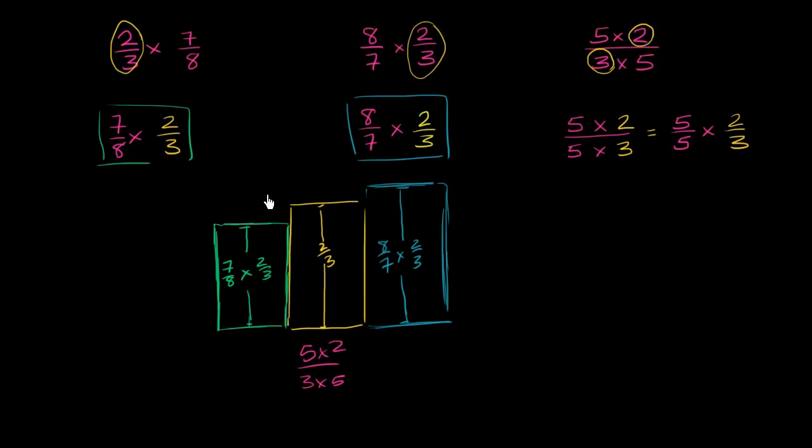So this thing is scaled down. It's going to be the smallest. And here you're multiplying 2/3 times a number bigger than 1, 1 1/7, so you're going to scale it up. So this expression is the largest, 8/7 times 2/3. The smallest is 2/3 times 7/8. And this one right over here is in between.